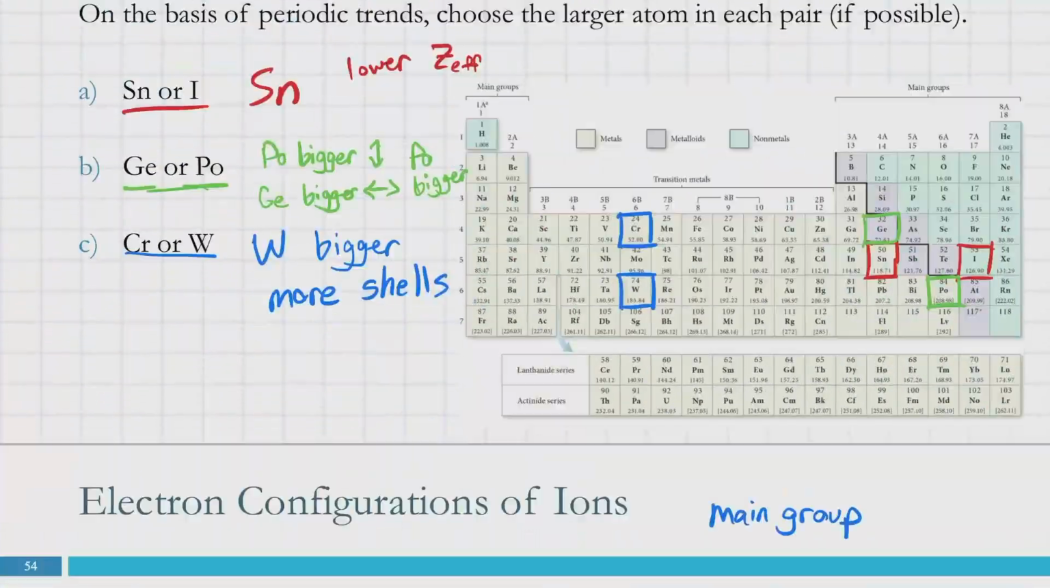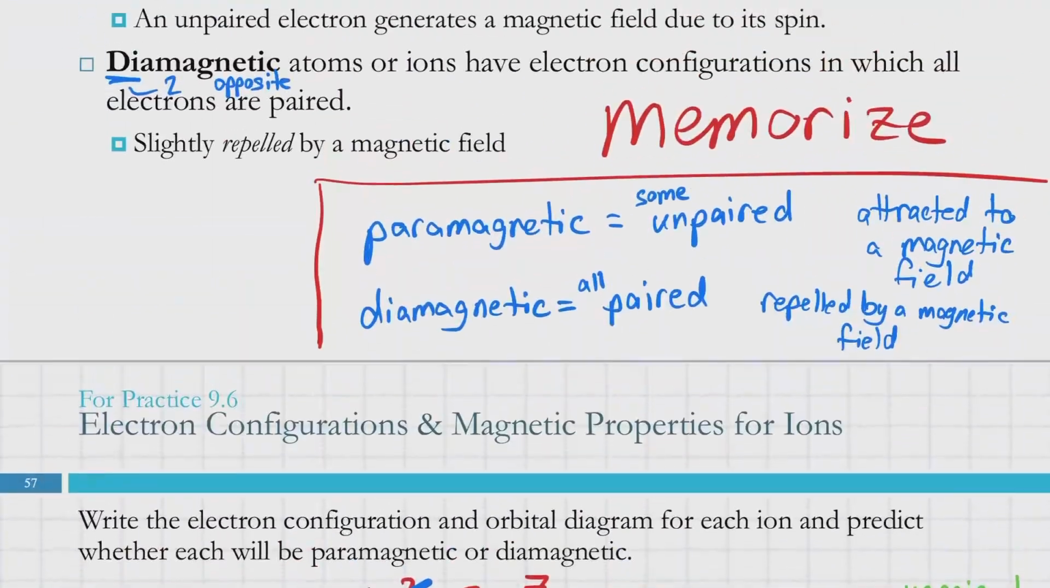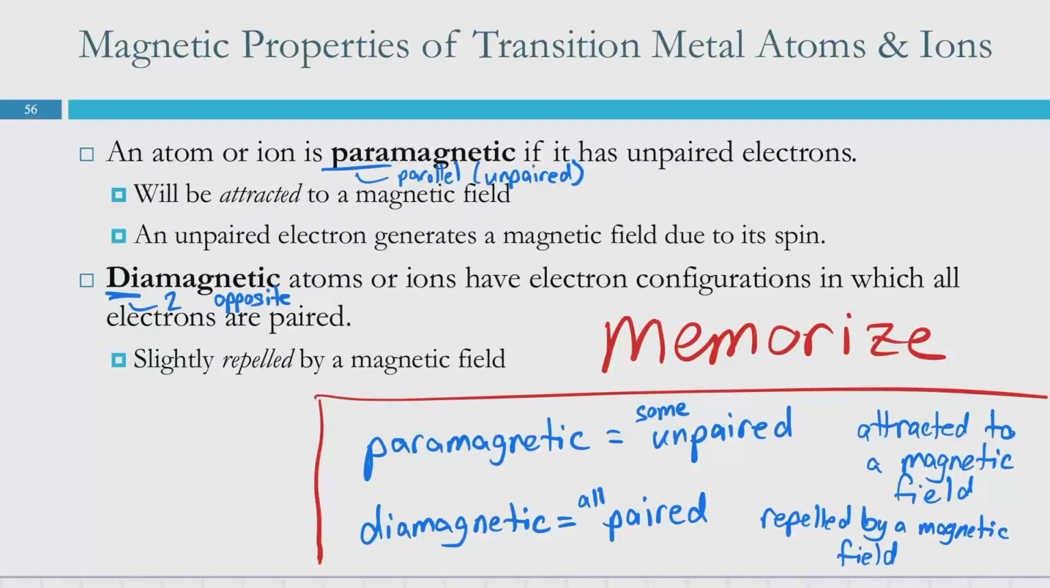For ion size, we're changing the number of electrons that we have. Also going to stop here briefly and remind us that diamagnetic and paramagnetic are important concepts. Paramagnetic means we've got unpaired electrons. Diamagnetic means we've got all paired electrons.